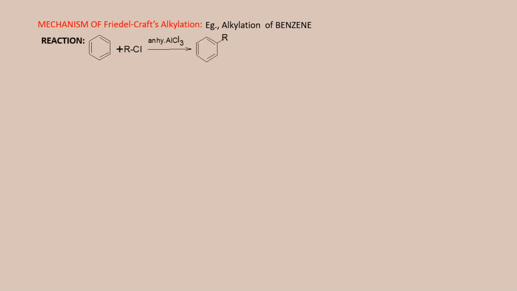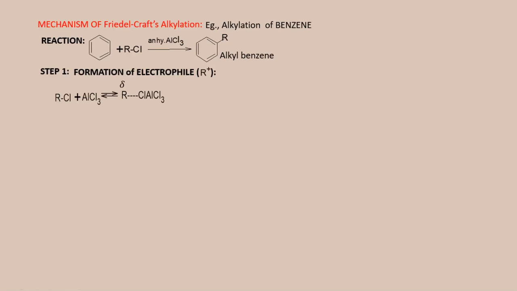Now when we consider the reaction, the benzene ring, when RCl reacts, alkyl chloride, in presence of anhydrous aluminum chloride as a catalyst, one of the hydrogen is substituted by R group. So H plus electrophile is substituted by R plus another electrophile, and the product is nothing but alkyl benzene. Now the step 1 is the formation of R plus.